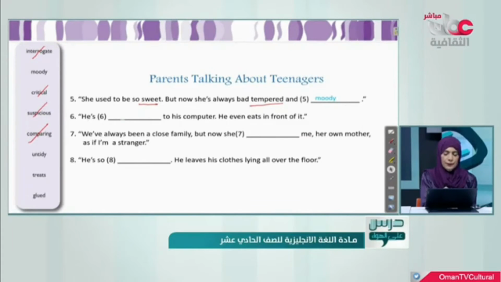Number 6, he is dash to his computer. He even eats in front of it. Look at the second sentence, they are completing each other. To his computer means he's staying for a long time with his computer. He even eats in front of it. I have to find an adjective which means sticking to the same thing for a long time, which is glued.